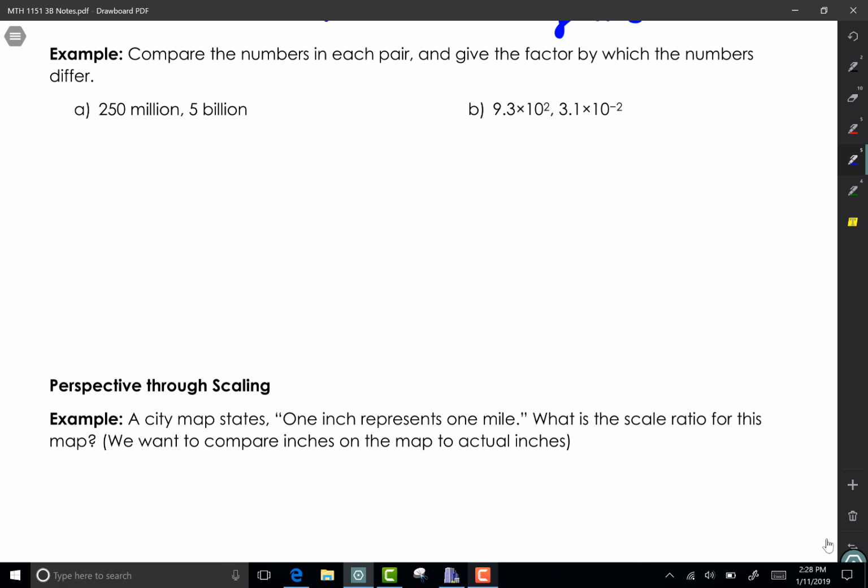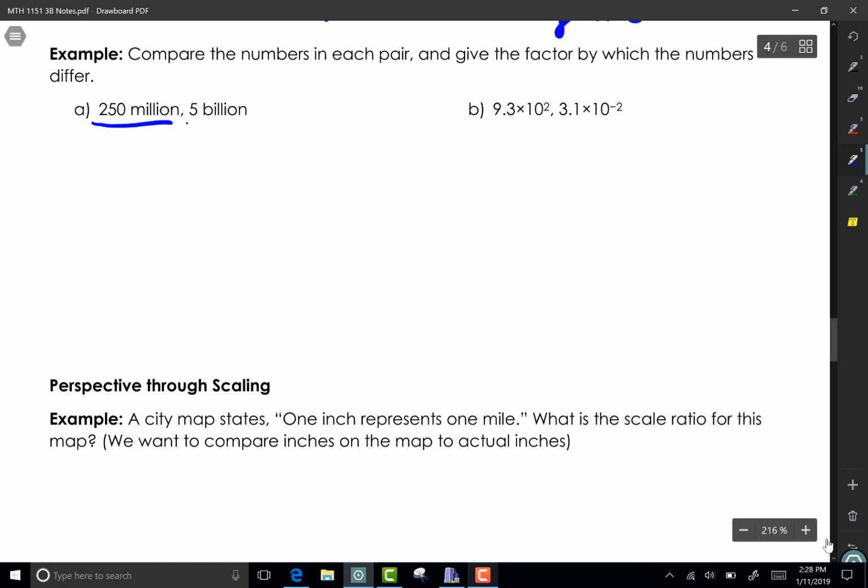Okay, the next example, we're going to compare numbers by giving the factor by which the numbers differ. So we're going to just use division for that. So for example, if I said compare 8 and 4, you would say that 8 is bigger than 4 by a factor of 2 because 2 times 4 is 8, or you could look at it in reverse and use division and say 8 divided by 4 is 2. So that's all we're going to do here. We're going to use division, so that we can compare the numbers to see by how much one number is bigger than the other.